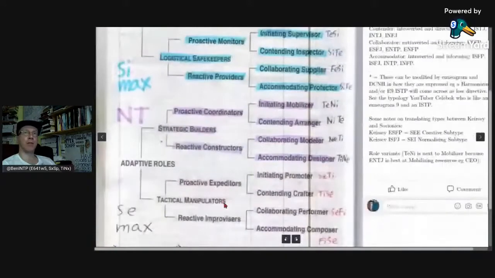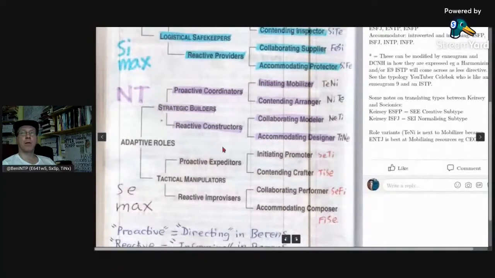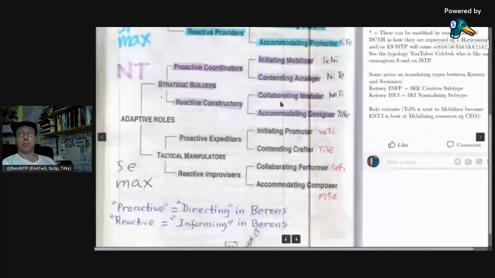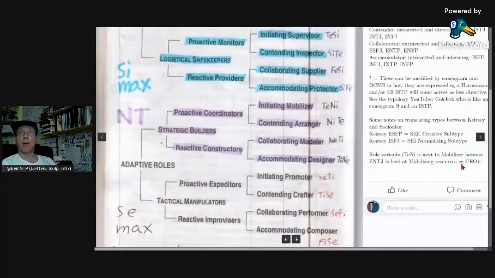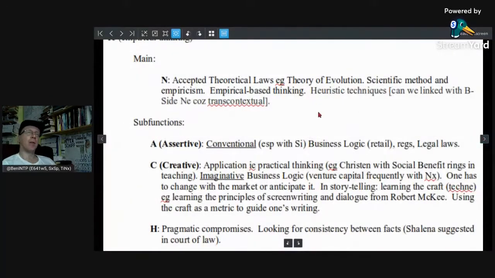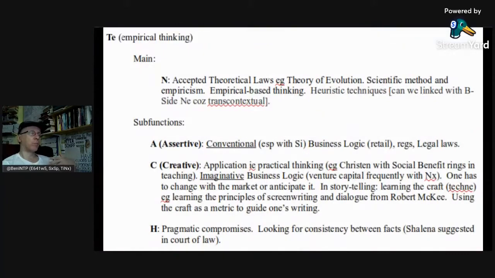Proactive enterprise and reactive inquiry. Proactive enterprise, directive. So, the next one. And then this is going to be explained, this contending arranging stuff. So this is a bit on subfunctions. I need to elaborate on this a bit more.